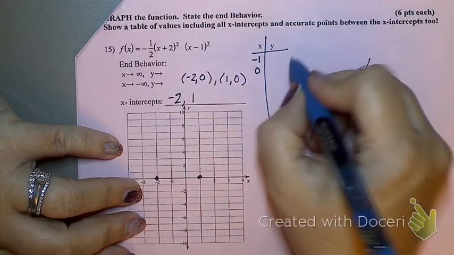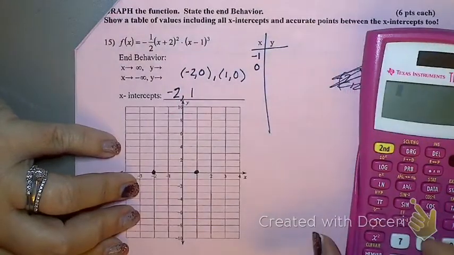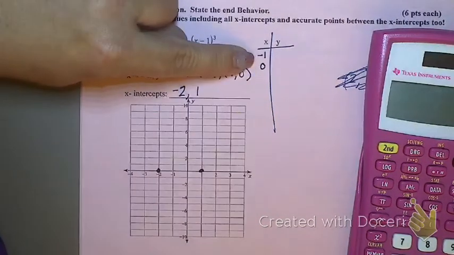I believe I gave 1 point apiece for each of these. I don't need any other values. Some people had like 8 values in their XY chart. I don't need other values. Those are the only 2 that I need.